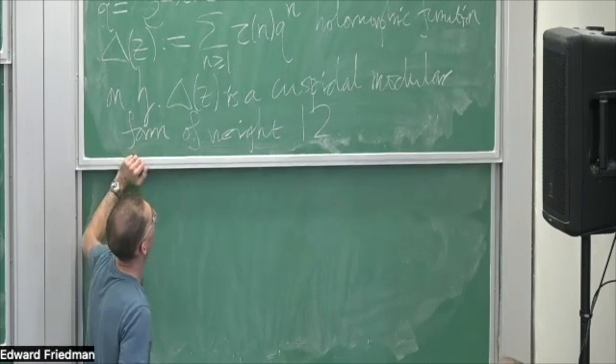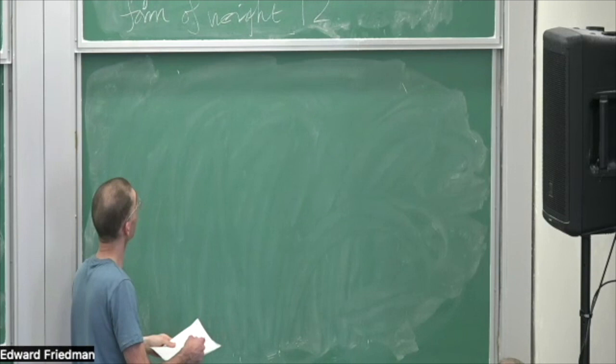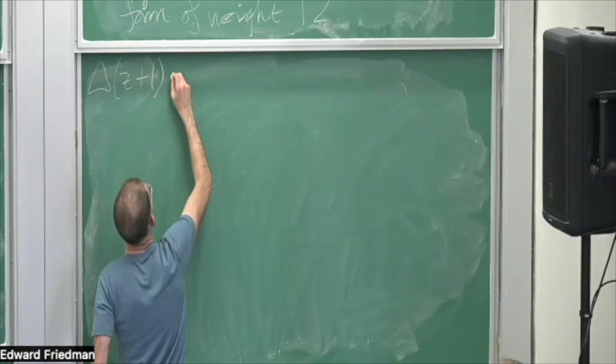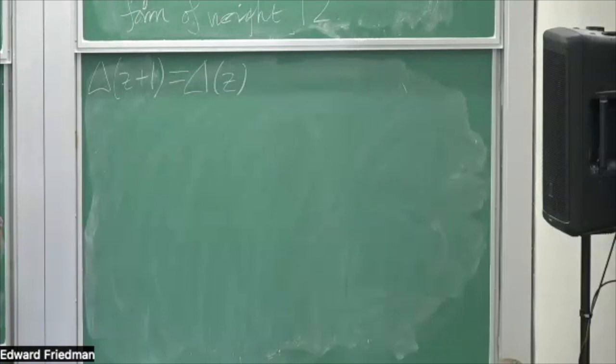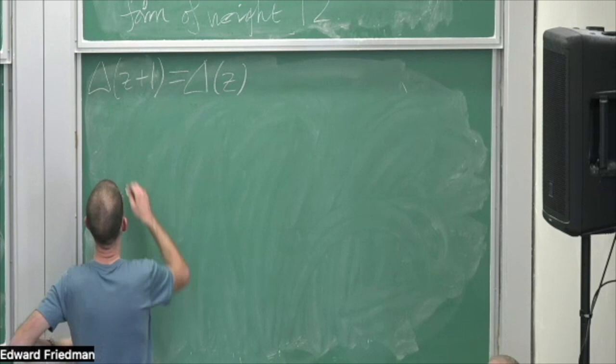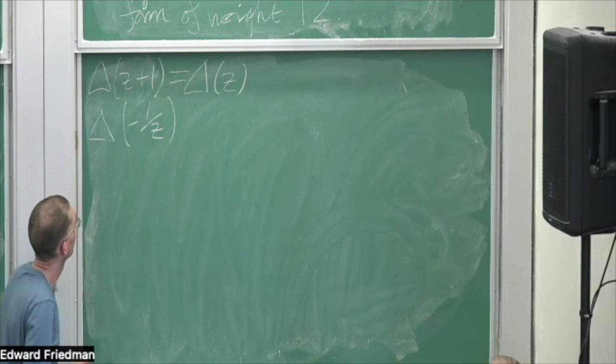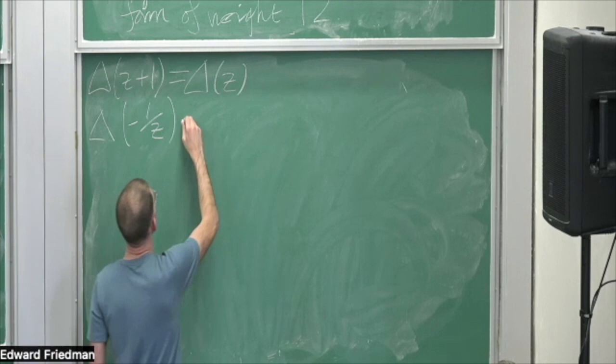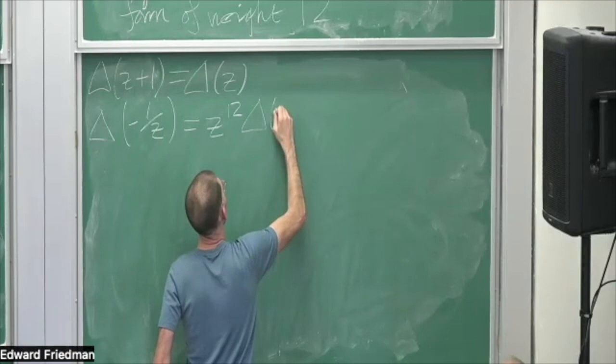Brilliant. What does this mean? It means the function satisfies a transformation property. The first property is kind of trivial because it's a function of the variable q, and obviously q is unchanged if I add 1 to z. It's invariant under adding 1. But the much less obvious property, which I think we'd struggle to prove just by formal manipulation, is that if I replace z with minus 1 over z, which is still in the upper half plane, so this makes sense, this is equal to z to the 12 times delta of z.